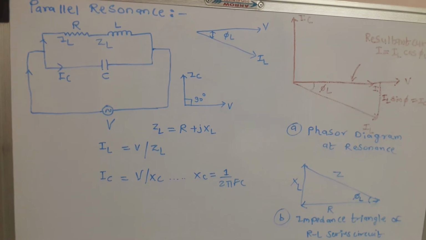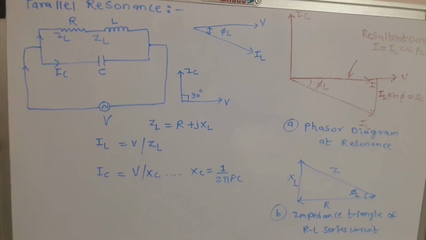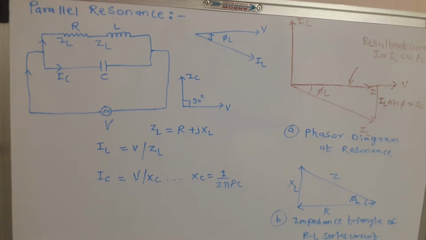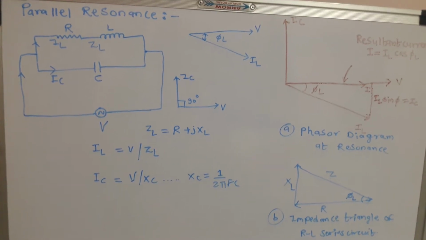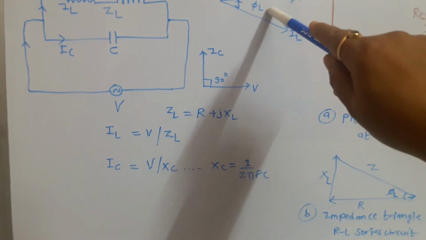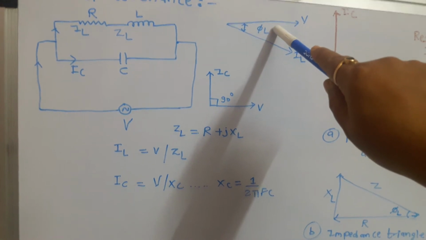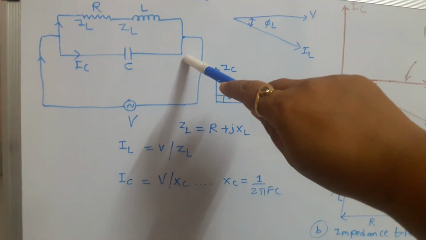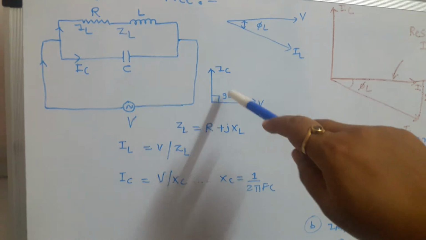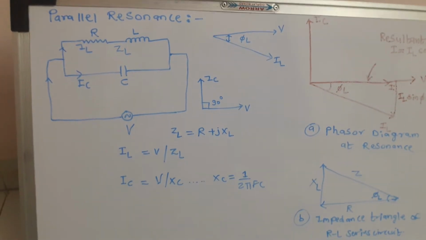The current flowing through the upper branch is IL. As the inductor is connected in series with resistance, the current will be lagging. This is shown in this phasor diagram. The current is lagging by angle phi L. As resistance is present, this phi L is less than 90 degrees. And in branch 2 only a capacitor is connected, so the current is leading the applied voltage by 90 degrees.